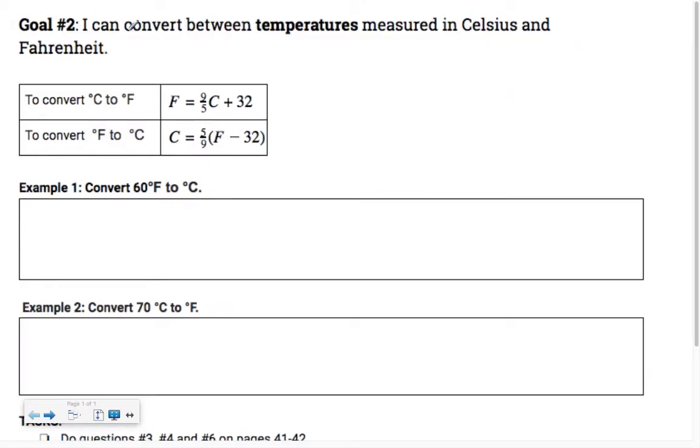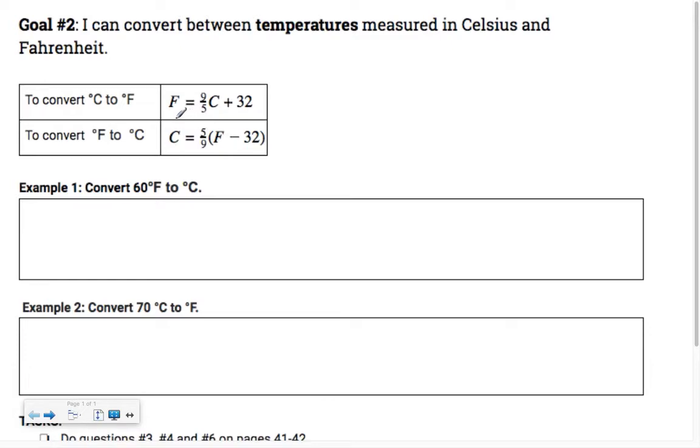Okay guys, so today we're going to look at converting temperatures between Celsius and Fahrenheit. So you've probably heard each of these words before, Celsius and Fahrenheit. They're just different units that we use to measure temperature. So there's two simple equations that we use to convert between Fahrenheit and Celsius, and then Celsius and Fahrenheit.